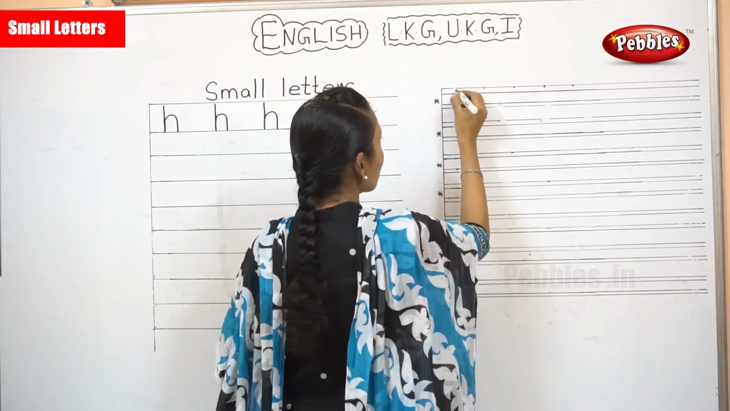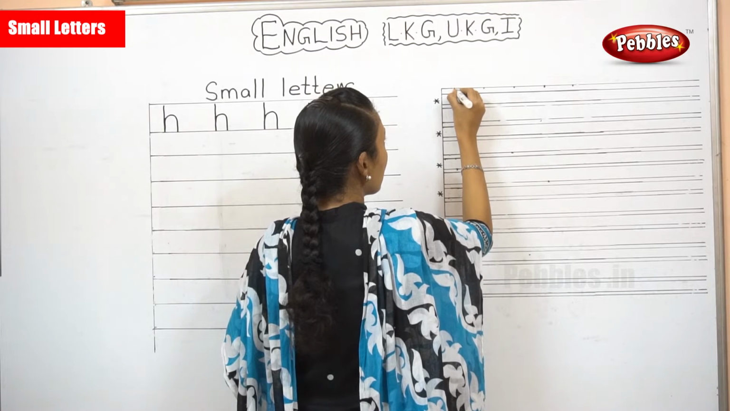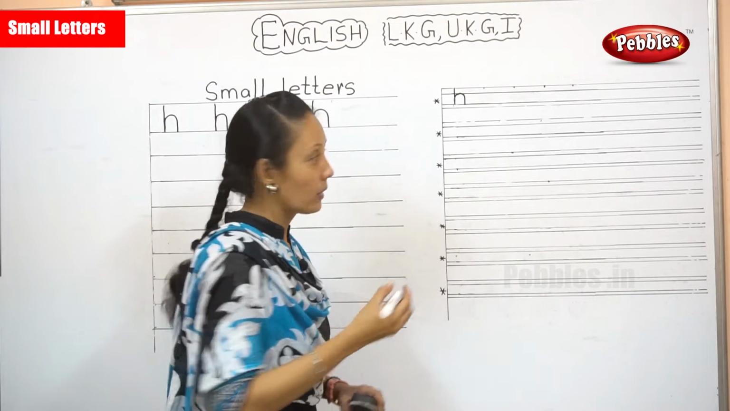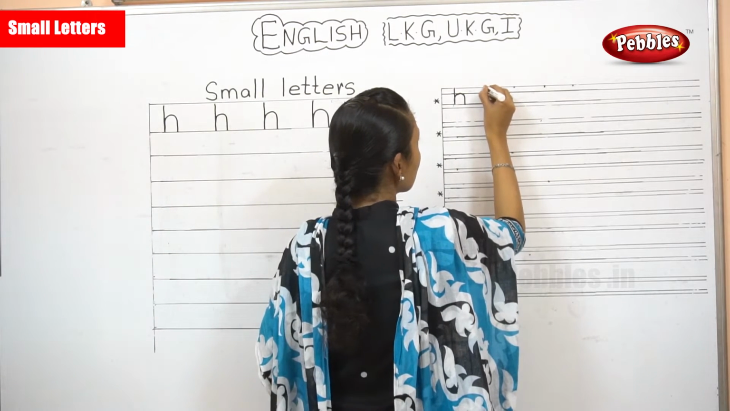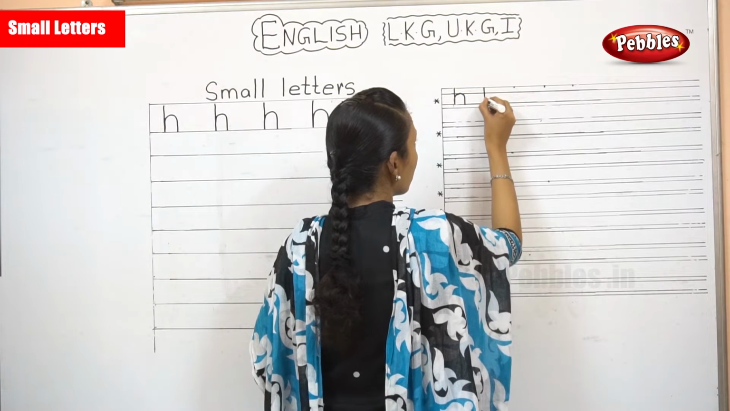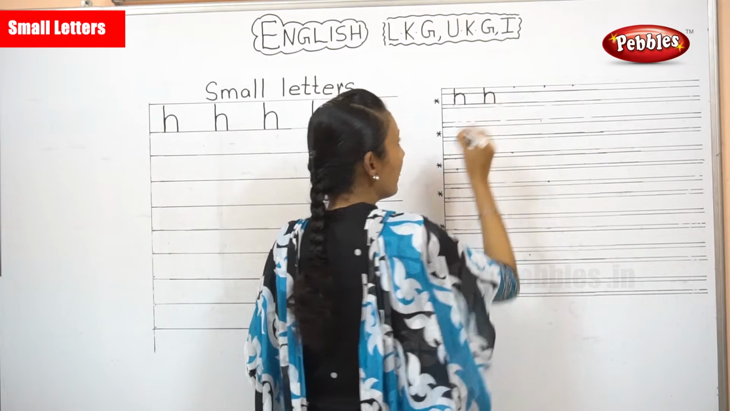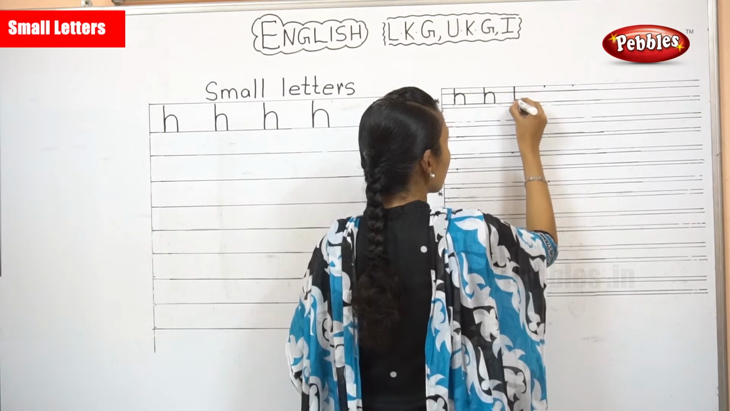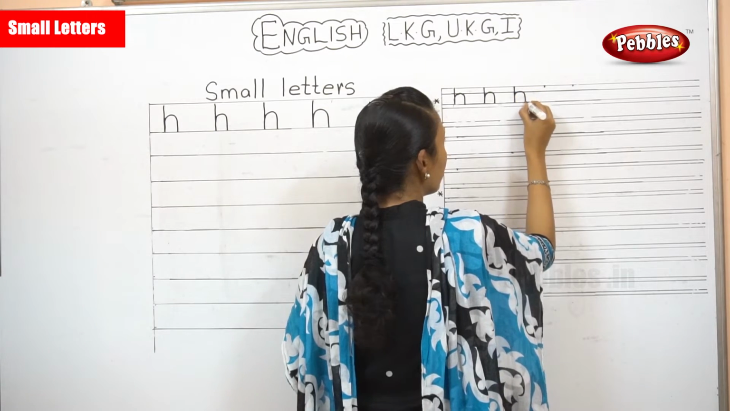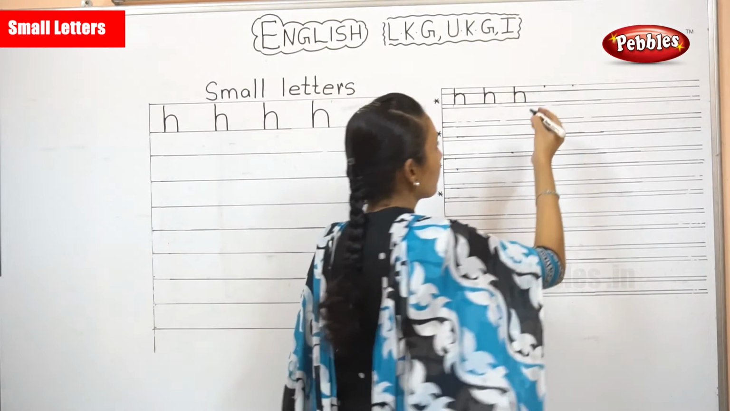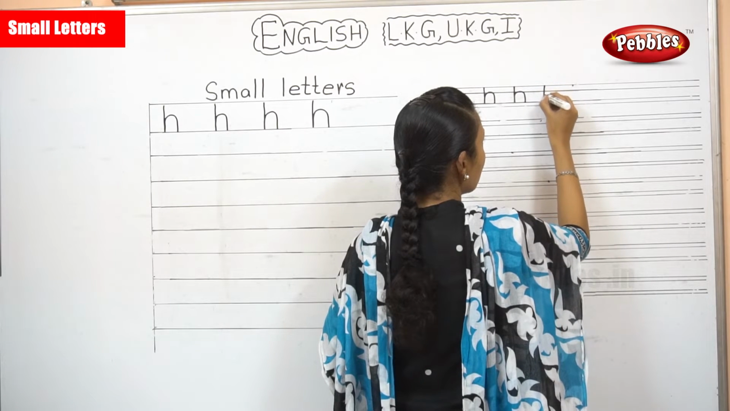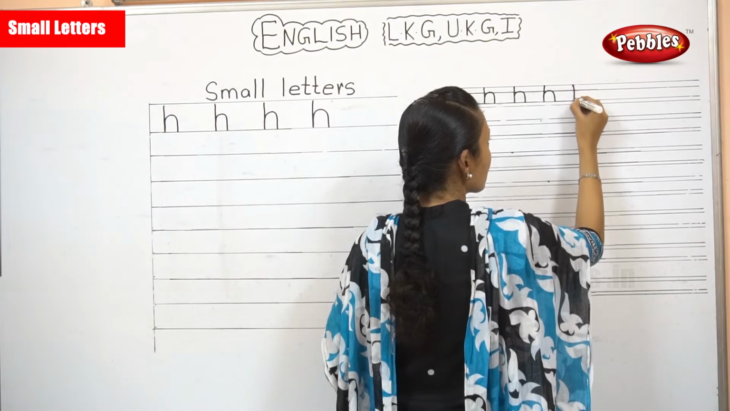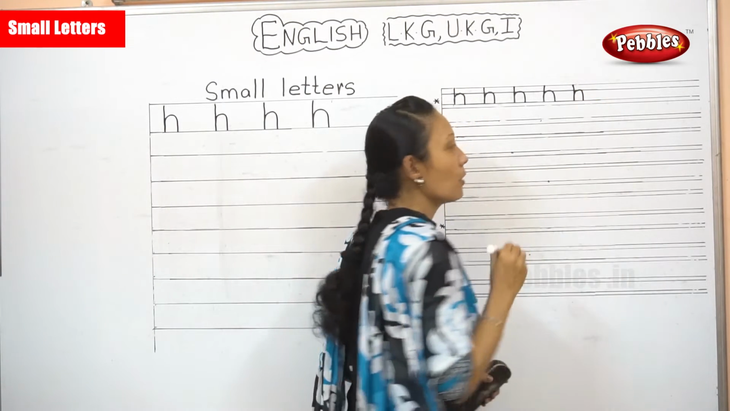Yes, you will start your first line, come down and your curve, H. Again, small line, come down, H. Okay, again a standing line and your curve, H. Once more standing line and your down curve, H. So this is how you write small h in your 4 lines.